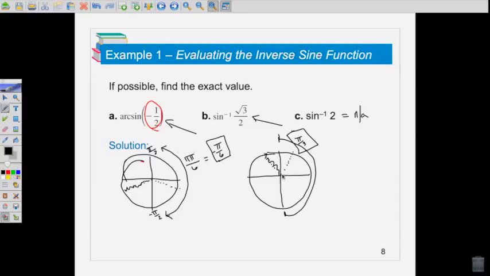Remember that the sine function, as it rotates around the unit circle, goes from 0 all the way up to 1, down to 0 again, down to negative 1, and then back to 0 again. It will never reach 2. In fact, it will never even reach 1.00000001. It never gets any higher than 1. So this does not exist. There is no angle with a sine value of 2.